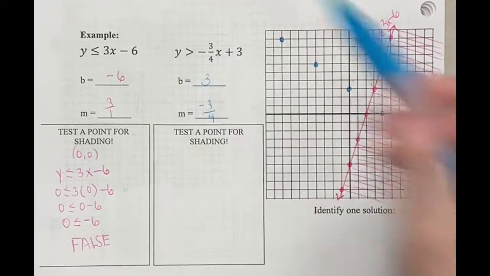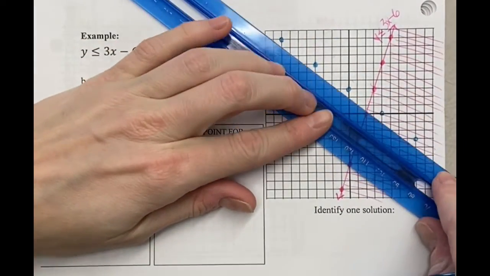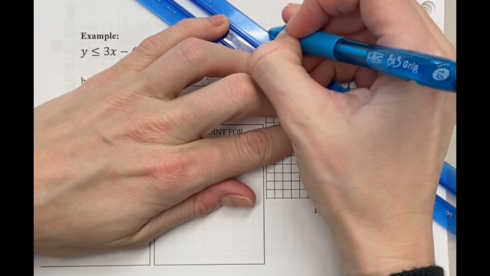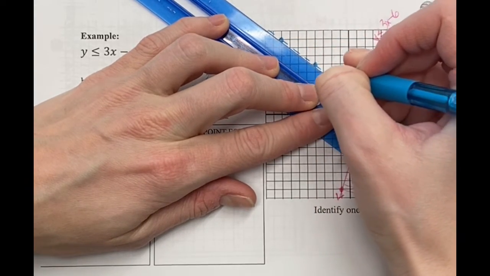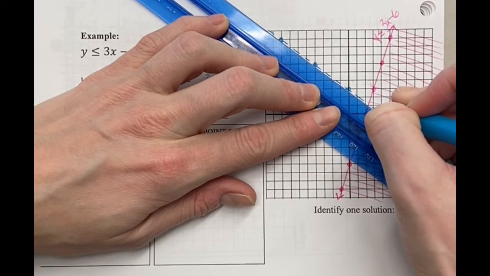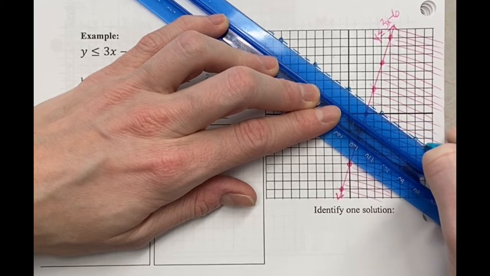Then this is a greater than symbol. So that means I'm going to have a dotted line. So I'm going to draw my dotted line. And make sure that I have my arrows at the end.